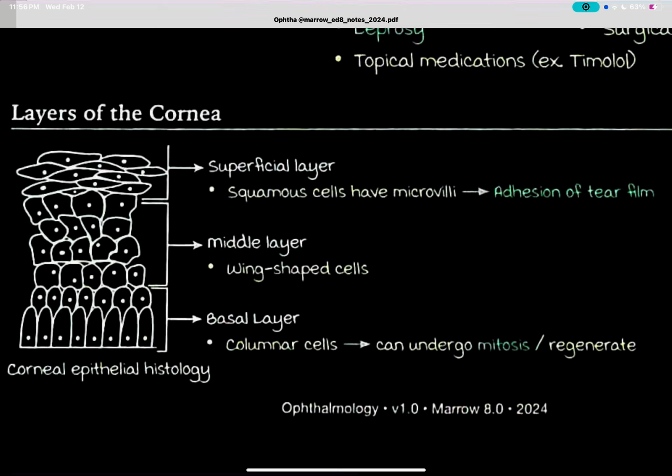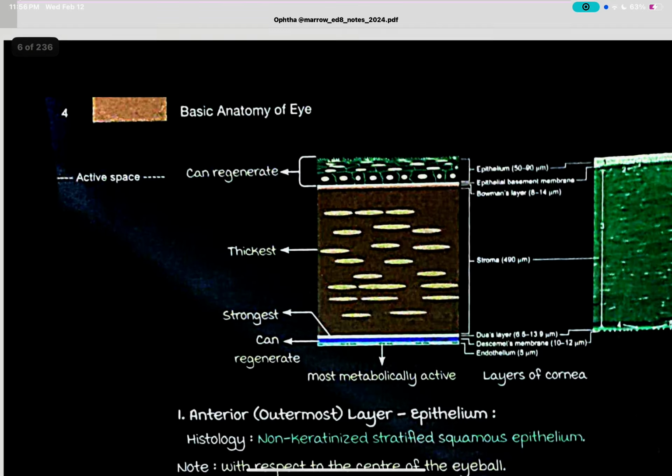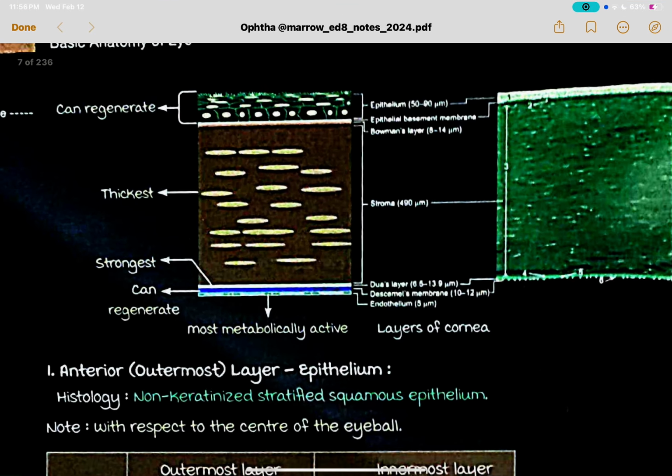So the basal layer is columnar cells, which differentiates to wing-shaped cells in the middle layer, which differentiates to the superficial layer of squamous cells which have microvilli and addition of tear film.